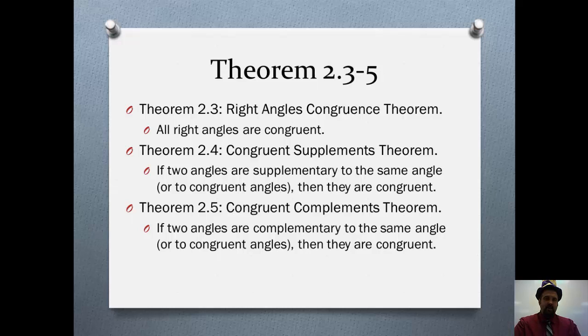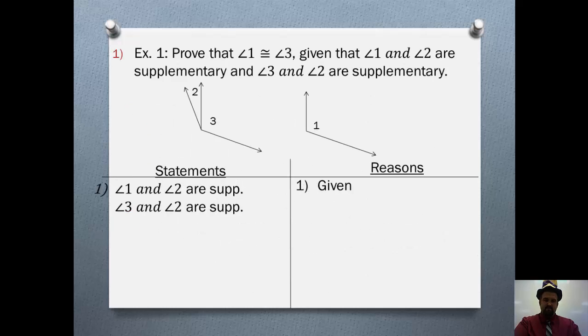That just means if two angles are supplementary to the same angle, that means they are congruent. So if angle 1 and angle 2 are supplementary, and angle 2 and angle 3 are supplementary, well, angle 2 is supplementary to both angle 1 and 3. Therefore, angle 1 and 3 have to be the same measure. Similarly, you can make the same argument for congruent complements theorem, just instead it says complements instead of supplements.